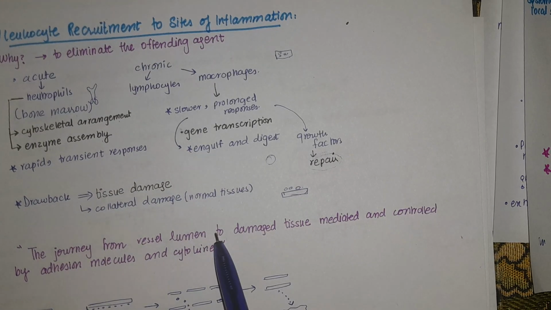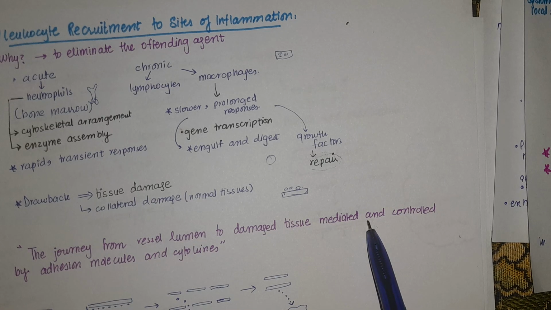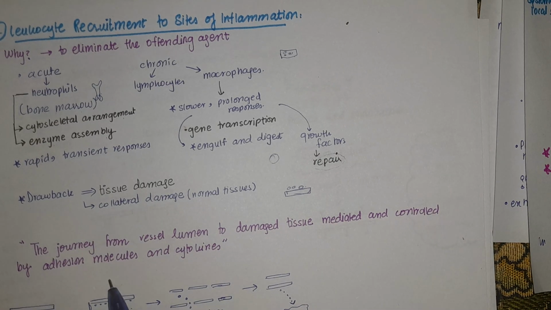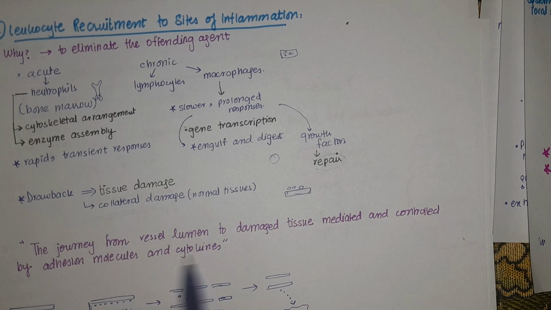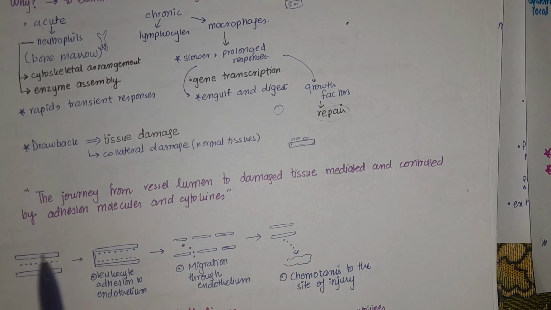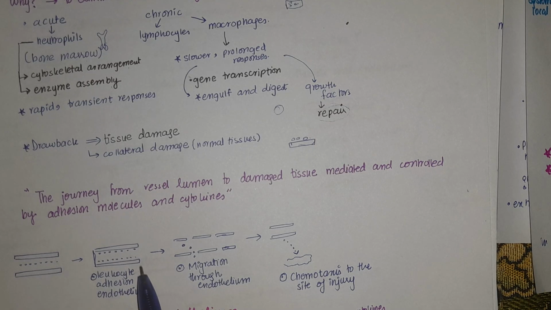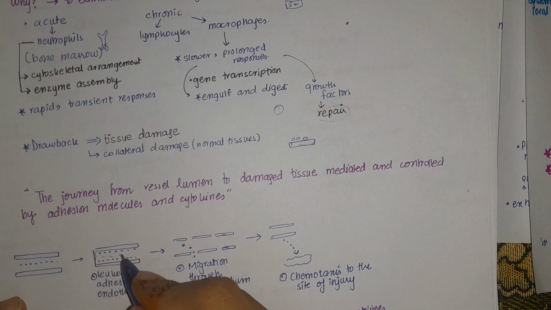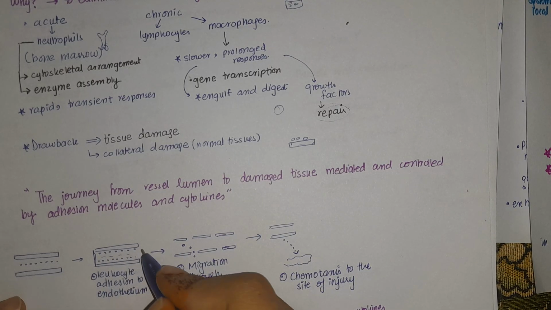Now the journey from the vessel lumen to the damaged tissue is mediated and controlled by adhesion molecules and cytokines. What do I mean by this? I will explain everything in detail, but first look at this diagram. So this is a vessel, a blood vessel. The blood vessel has all the cells that are flowing through and a little bit of fluid around it. What will happen now is that leukocytes will be recruited in such a way that the red blood cells move in the center, whereas the neutrophils or white blood cells move to the sides. When they move to the side, they attach to this vessel wall.